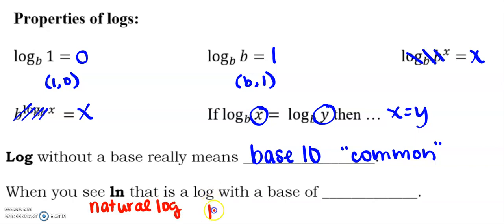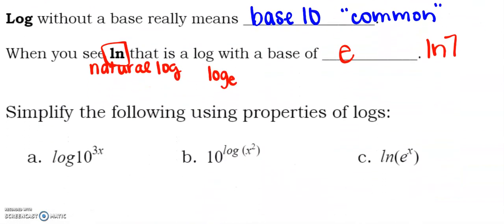And really what it means is log with a base of e. Okay? So log with a base of e. But as mathematicians, we don't write log with a base e. We instead write ln. So you'll see things like the ln of 7, which really means the natural log of 7, which is again a button on your calculator that you can use.